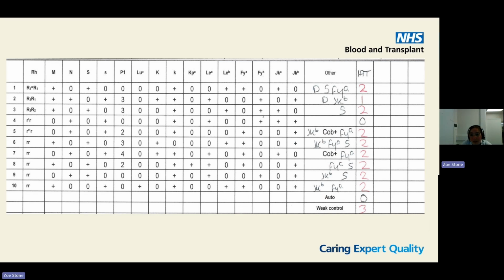So we got a repeat sample, and we tested it against a second panel that we had available in the lab. And again, we have a negative reaction. The auto was negative on this sample as well, which just makes everything generally easier. And we could see here that it fitted with the FYA, the S, and the JKB.